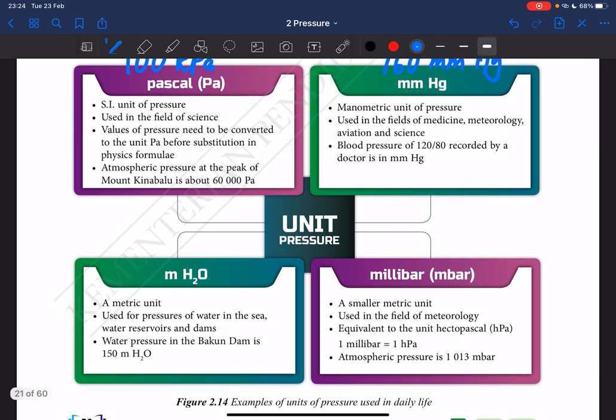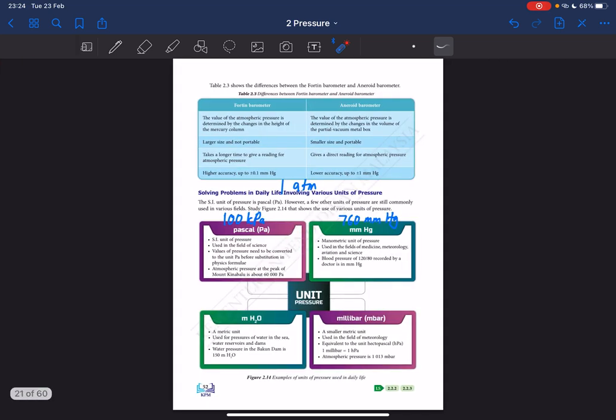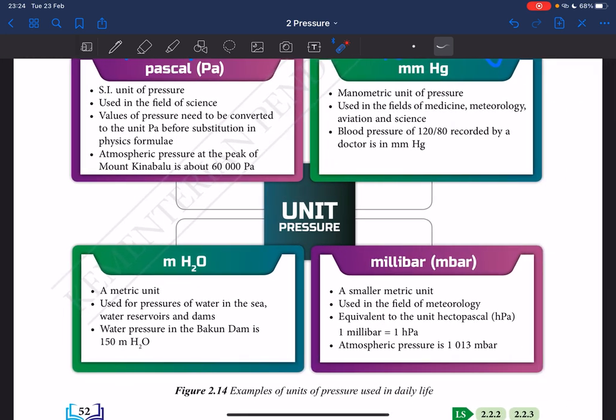Next, let's say this barometer is using mercury. What if we change this to water? Well, since water has a much lower density than mercury, the change in height will be a lot. So that's not very convenient, isn't it? Compared to mercury, it's only 760 mmHg.